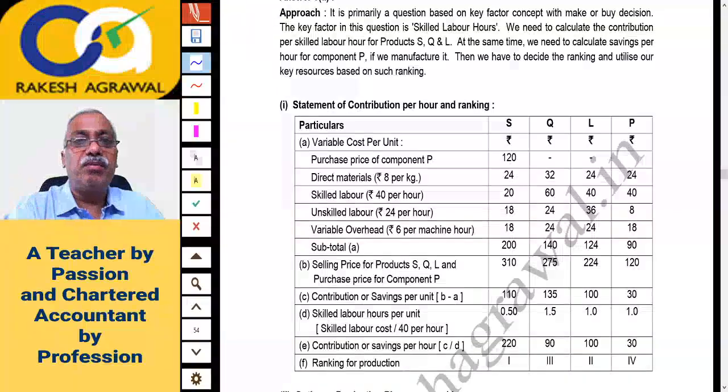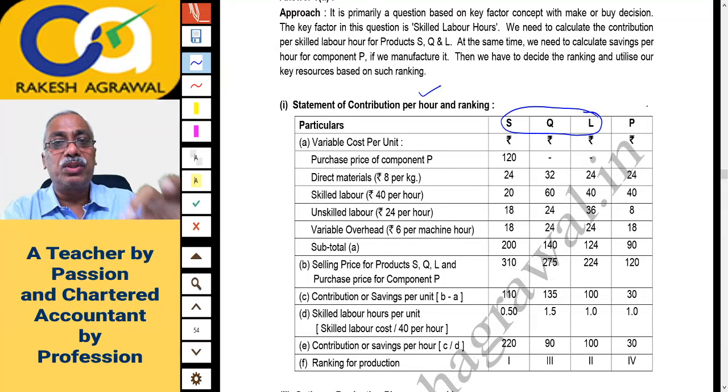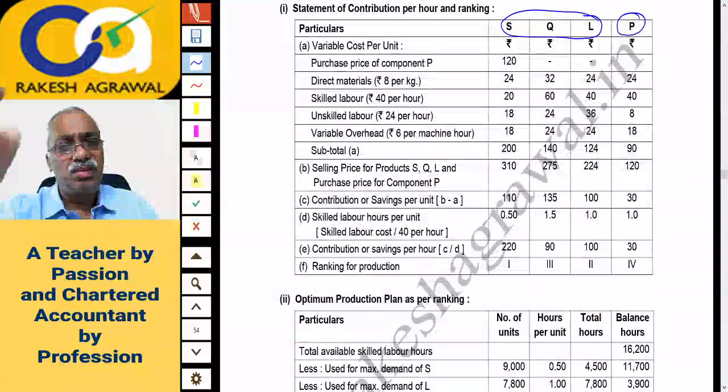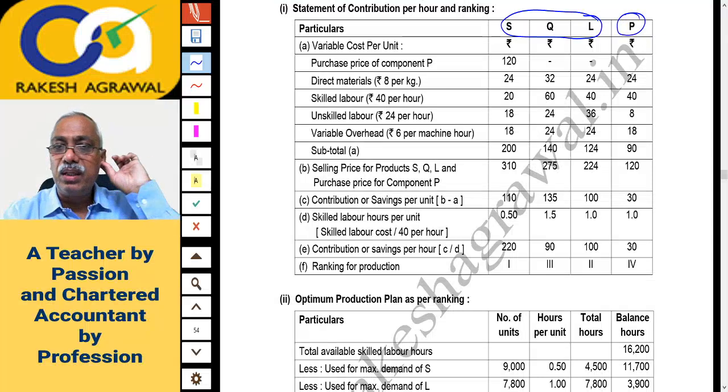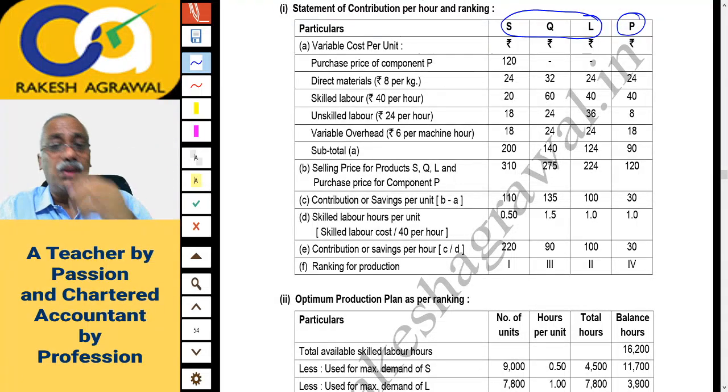See, it's a statement of contribution per hour and ranking. For these three you will get contribution per unit because these products are selling, and for component P you will get saving per hour. So I am not taking you in detail, you can do it on your own. It's always advisable to first try the question on your own on rough paper and then check with the solution. That will help you more.